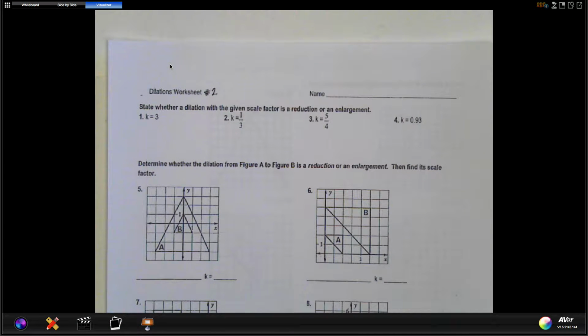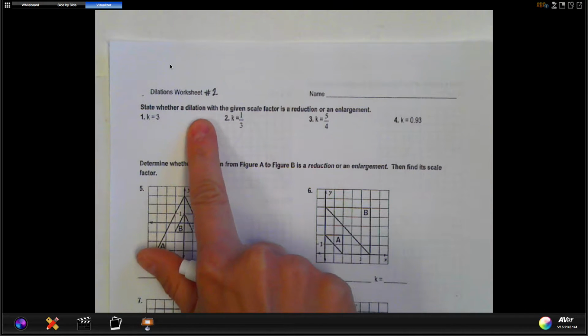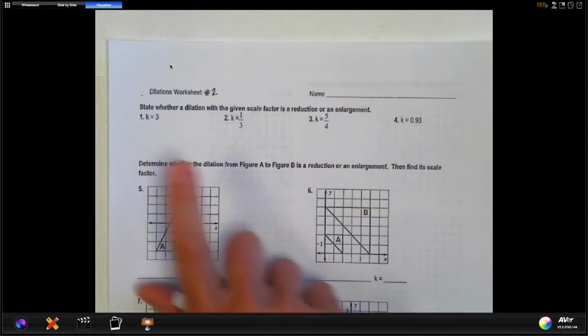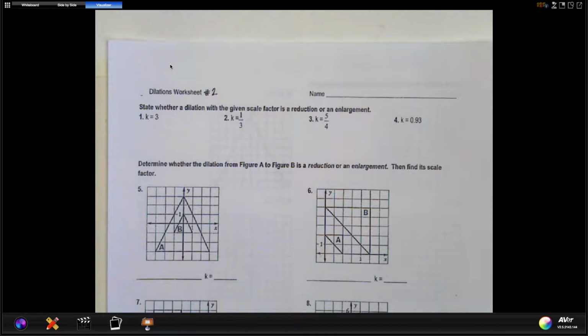Okay, for those of you that need a little bit of help with our dilations worksheet number 2, let me get you started. Let's start with the first section. It says to state whether the dilation with the given scale factor is a reduction or an enlargement, and they're using K for our scale factor here, so don't get confused by that. That is just saying that that's our constant.